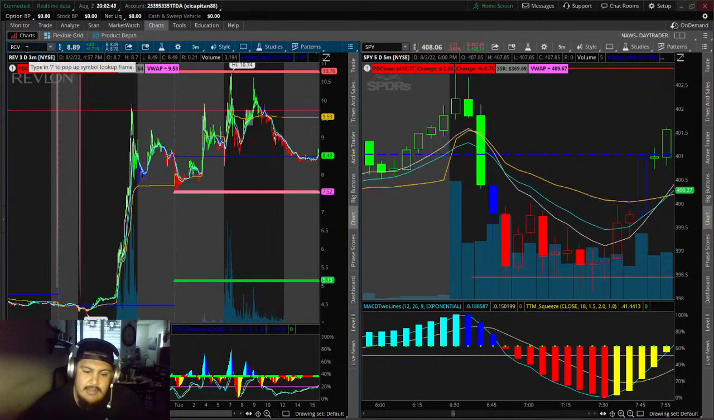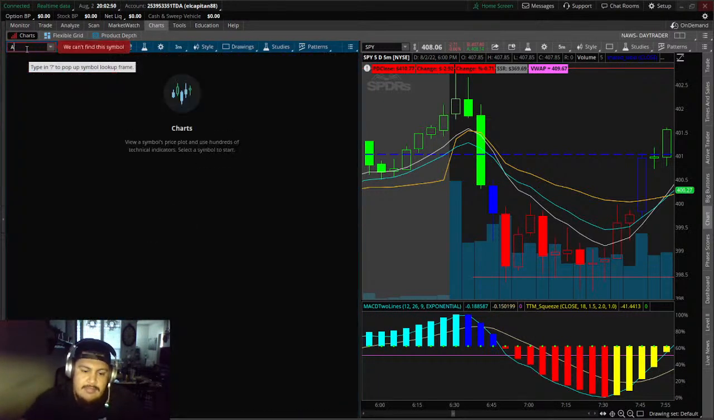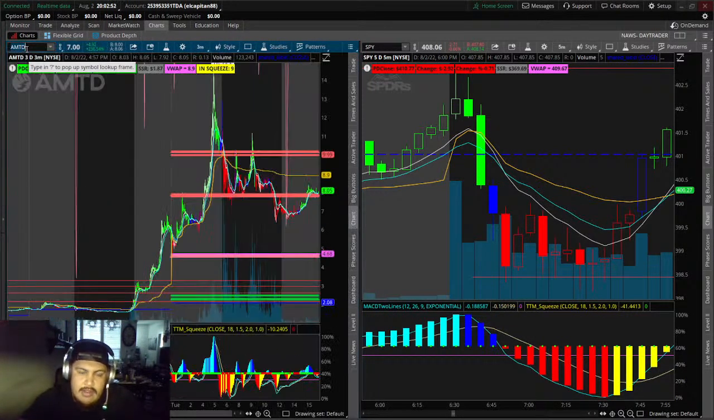AMTD, I know you small cap guys are looking at this a lot more. Same thing, kind of consolidated off the run from after hours and pre-market today. So anything under like 725 or so.